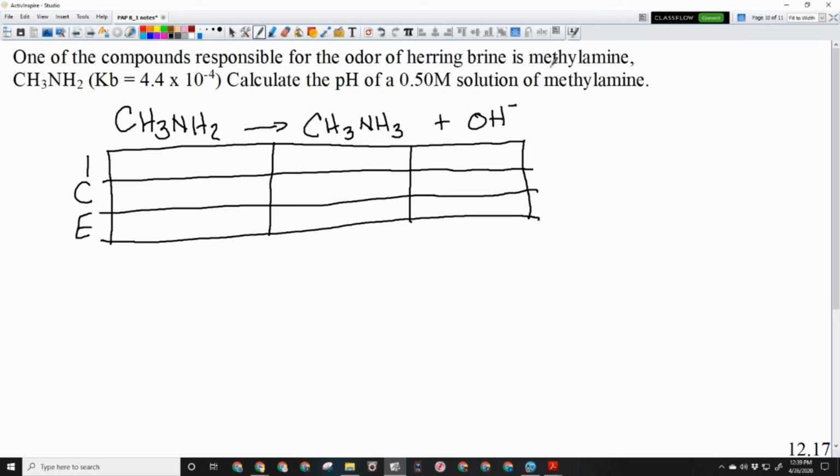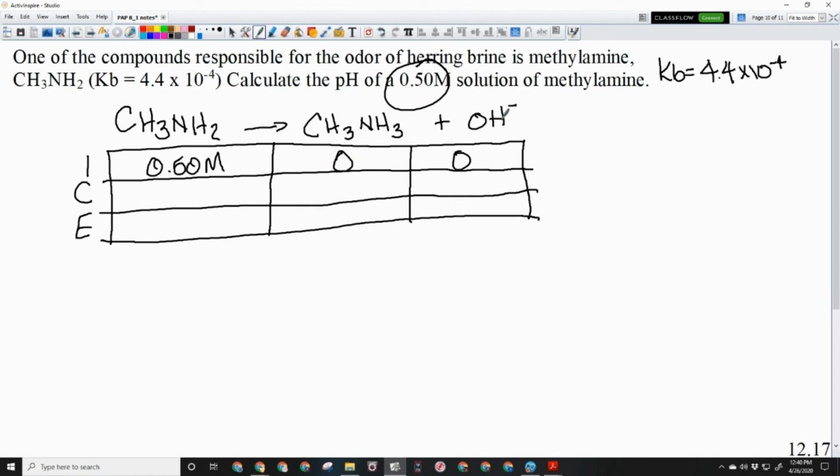All right, so it says that we're starting off with a 0.50 concentration. We calculate the pH. The Kb is 4.4 times 10 to the negative 4. Make sure you get that written down correctly. Okay, so we can start this because we have all of our information written down.